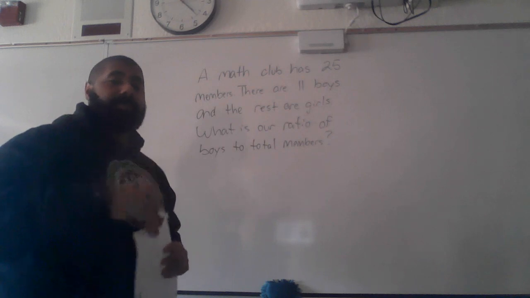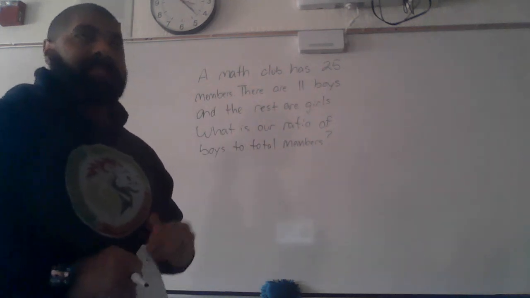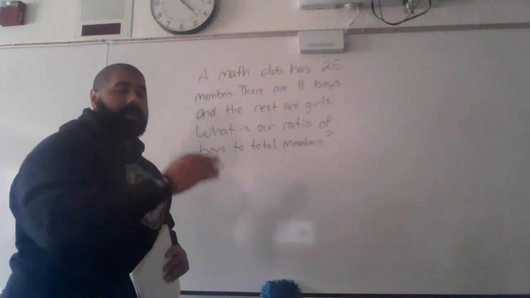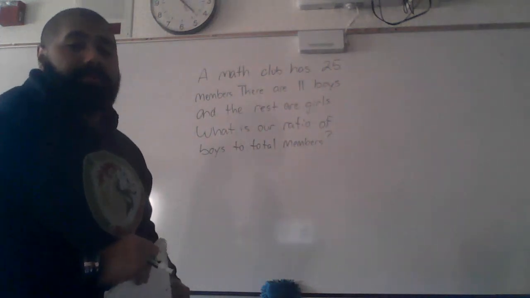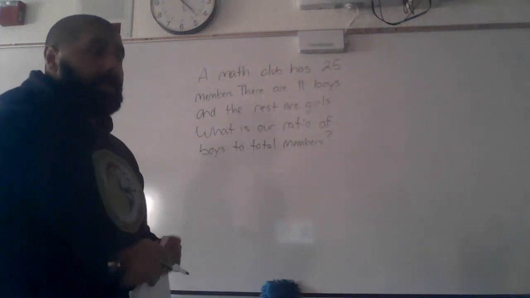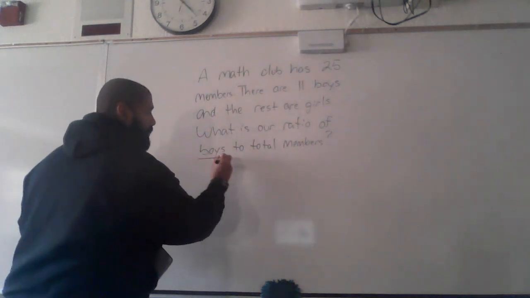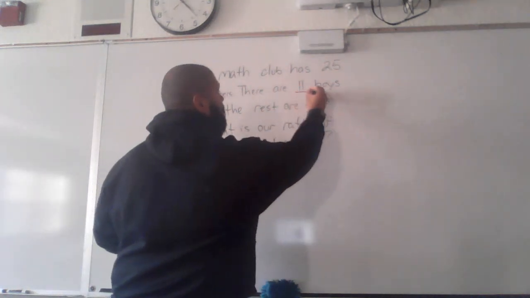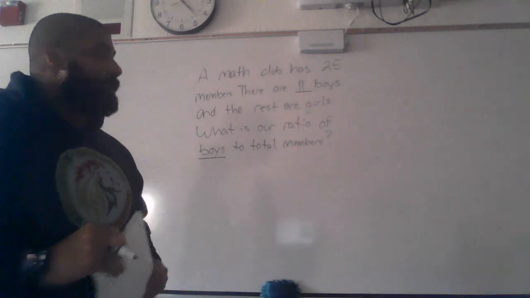So, first things first, let's underline what we need in the problem, right? Let's see what it's asking for. And we'll underline in order of how we're going to write our ratio. So, the first part says, what is our ratio of boys to total members? Boys being the first part of your ratio you're going to write. So, you're going to put one underline under boys, and you're going to go up here, and you're going to underline 11, because that told us how many boys we have, right?